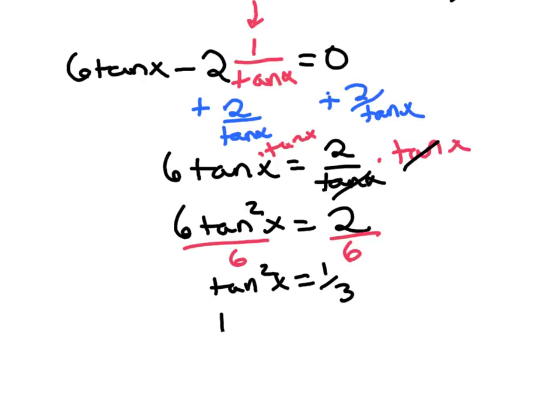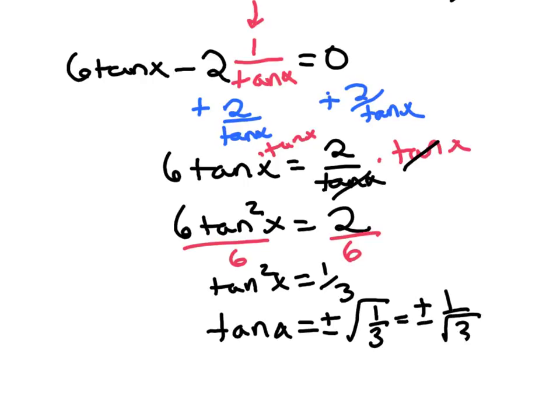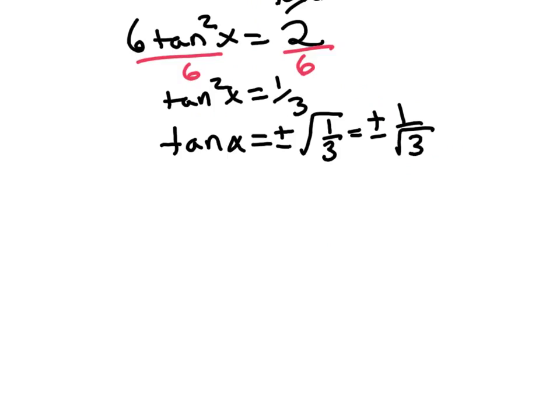Now take the square root of both sides, and remember then that tangent x equals plus or minus the square root of 1/3. Since the square root of 1 is 1, I could write that as the square root of 1 over 3. Now it would be time to pull out your unit circle to find the solutions to this equation. I haven't copied in a full unit circle, but I'll sketch out the positions that we need to refer to.